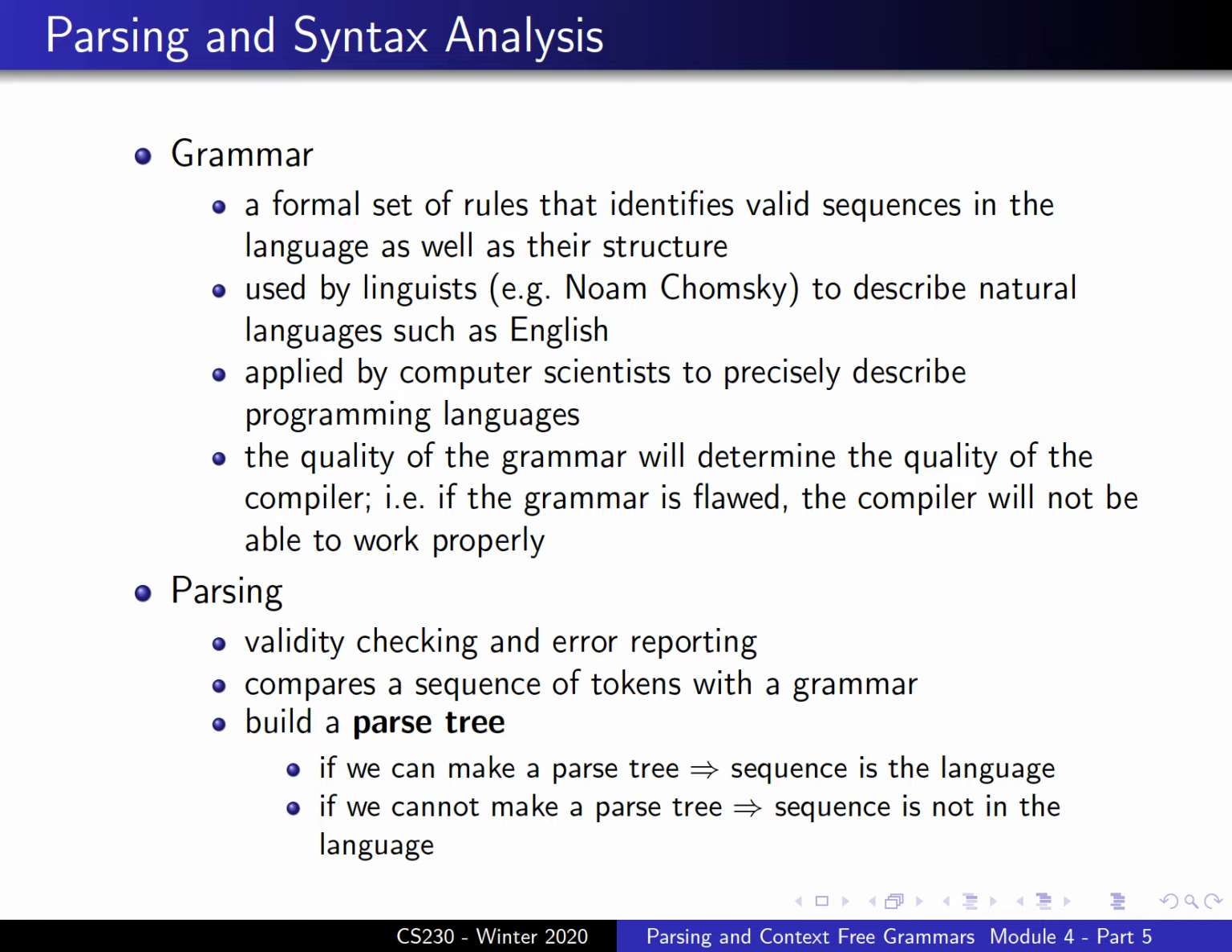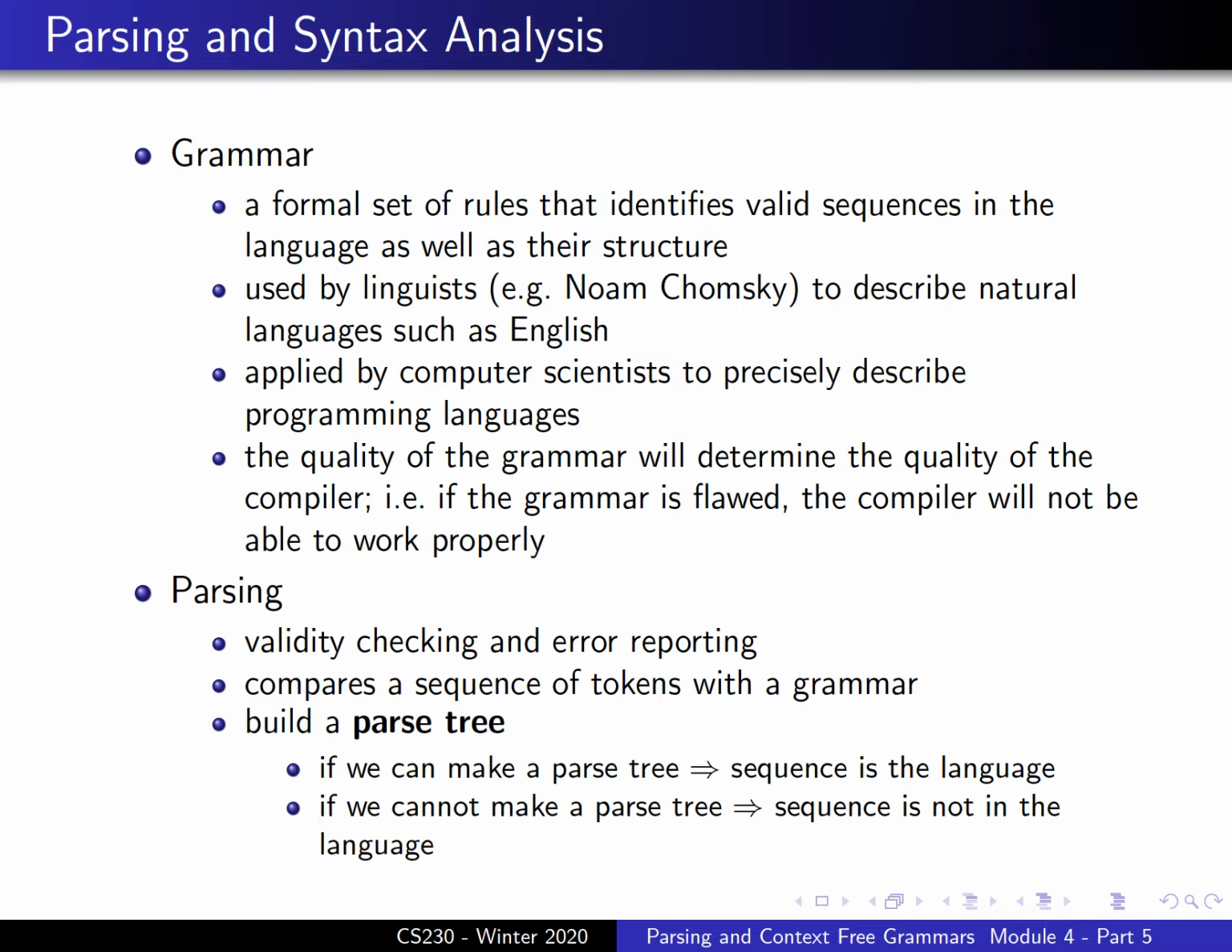The rules of the language are described by the grammar that defines the language. A grammar is something that has been used by linguists to describe natural languages, such as English, but computer scientists took those basic ideas and applied them to describing programming languages as well. Now, the quality of the grammar is absolutely going to determine the quality of the compiler.